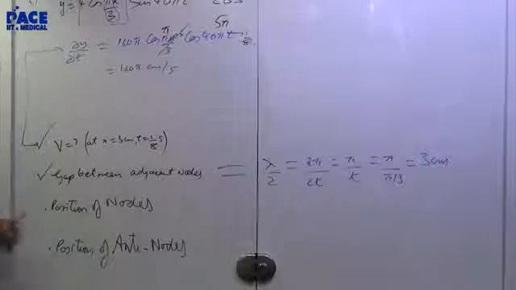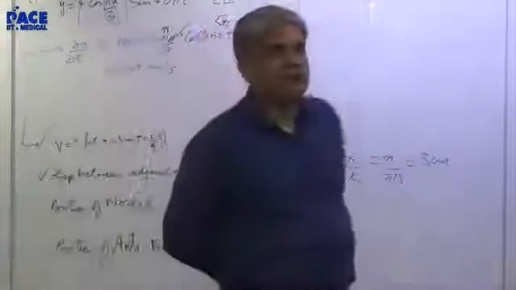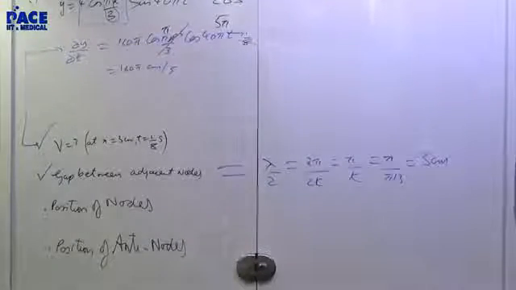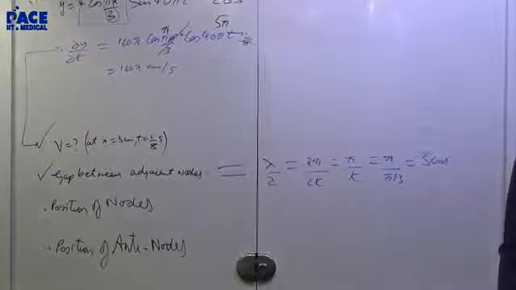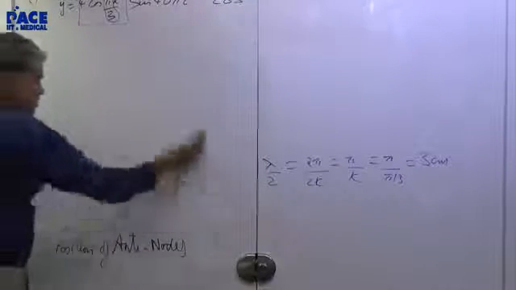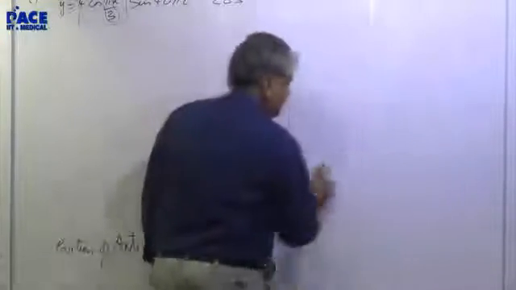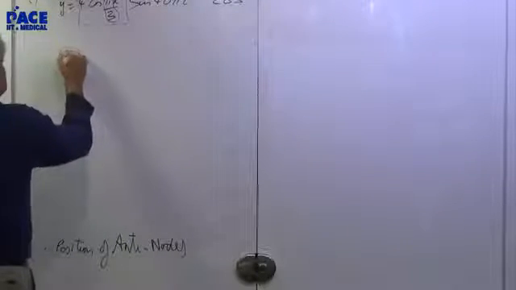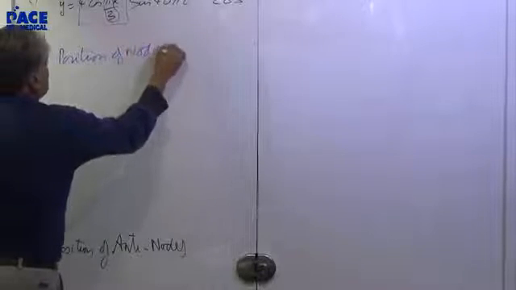Next two questions: position of nodes and position of antinodes. Before that, make sure you have got all this. I am rubbing up the board once again. You have got the gap between adjacent nodes, velocity, etc. So now I am doing position of nodes. Now where do you get nodes?